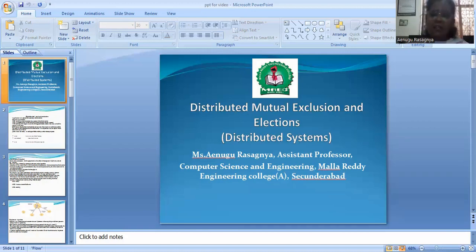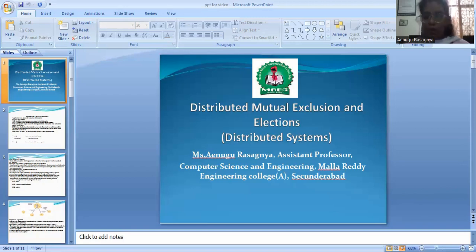We have different types of algorithms. Generally, distributed mutual exclusion algorithms are subdivided into two classes: non-token based and token based. In token based, when you have a token, you can directly enter the critical section using that token. But in non-token based, there is no token, so you need to wait for a particular period of time to enter the critical section. That is the difference between token and non-token. When you have a token, you can directly enter the critical section, but when you don't have any token, you need to wait for a particular period of time.